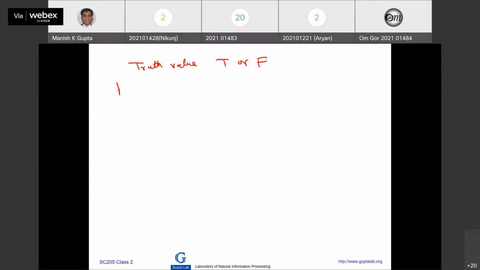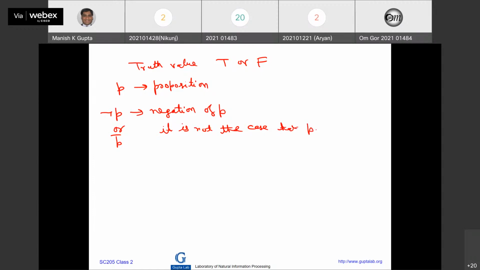So if P is a proposition, then we define the negation of P, sometimes also denoted by P bar. In some books, you'll find P bar. So that means it is not the case that P, right? So the truth table is just the opposite.